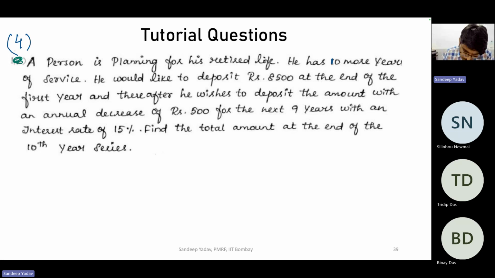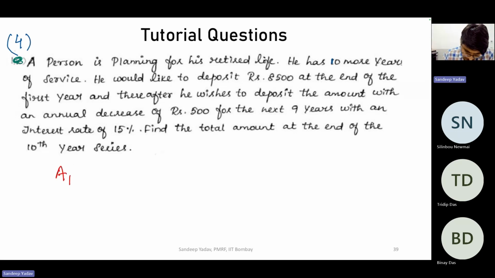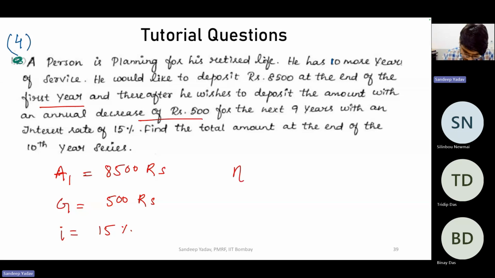The first annual deposit given, we call it A1, was 8,500 rupees. G, the amount of decrease after the first year, is around 500 rupees. Interest rate is 15% and lifetime is 10 years. Now we have to calculate the total amount at the 10th year.